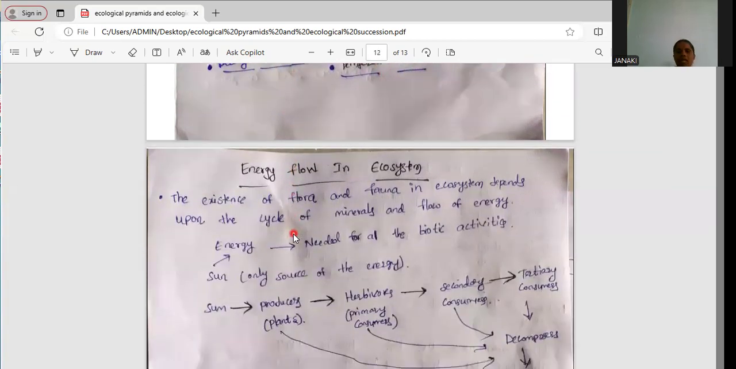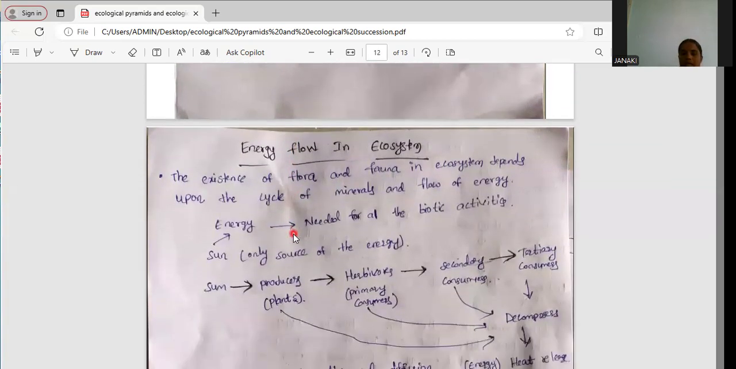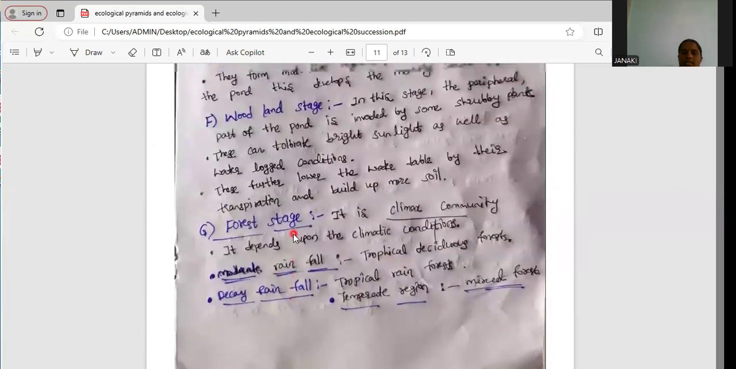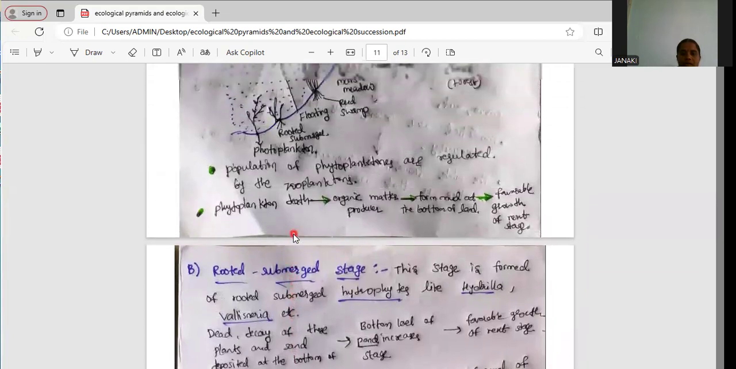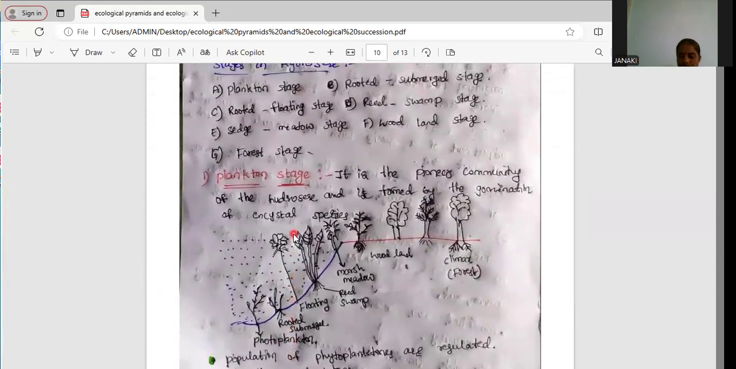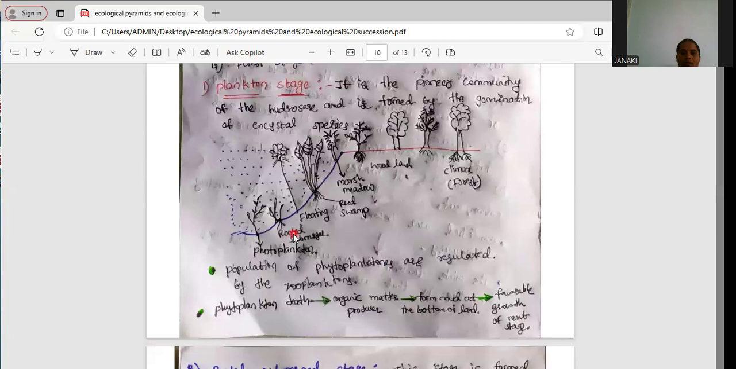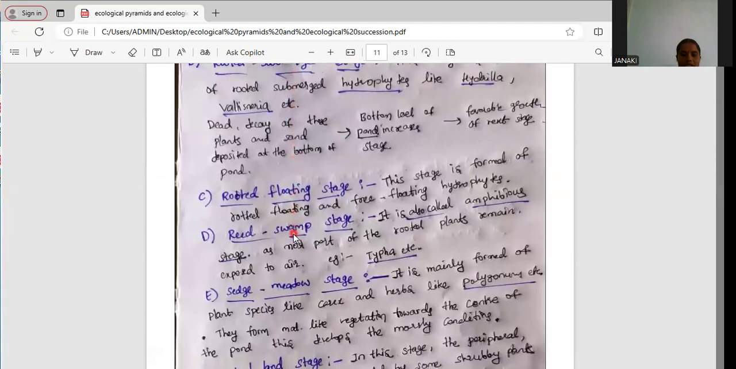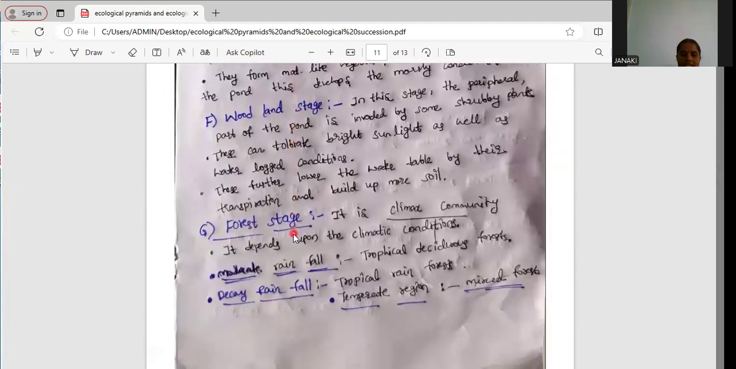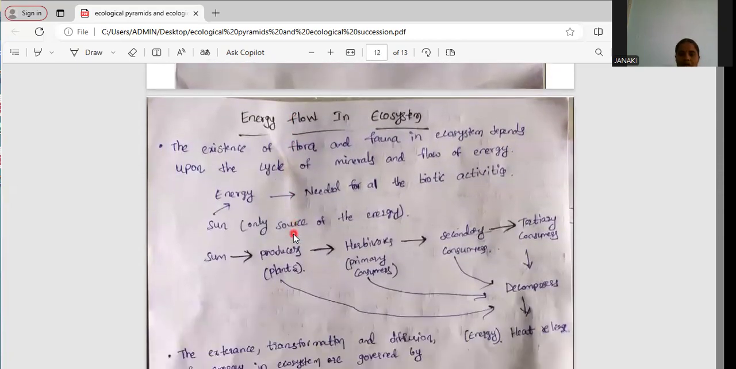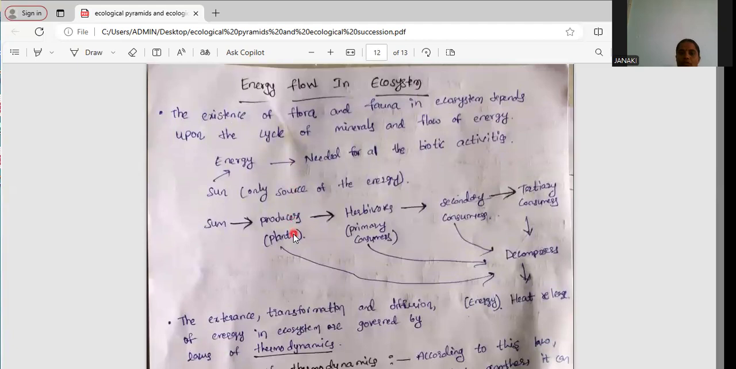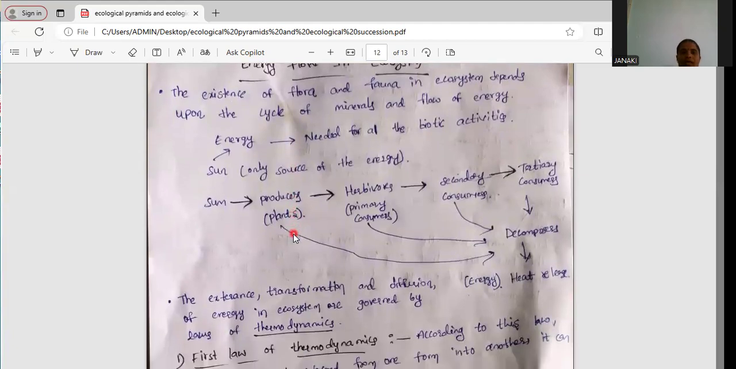Next, energy flow. This is the total ecological succession. See this one, types: hydrarch, plankton stage, rooted submerged stage. This is our woodland stage, forest stage, developing the trees also. Next one, energy flow in ecosystem.